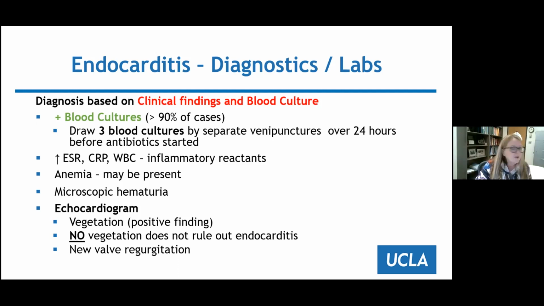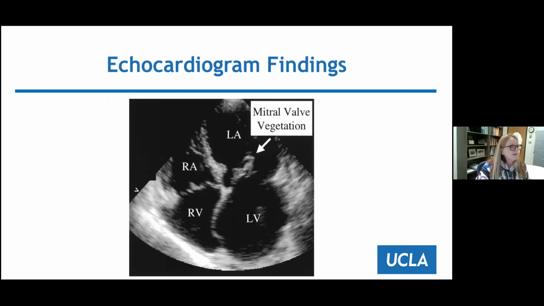An echocardiogram vegetation is a positive finding for endocarditis. No vegetation, though, does not rule out endocarditis. It may not have developed yet, but if the clinical picture and the blood cultures match, it's treated as such. And also the echo can pick up new valve regurgitation from the destruction from the bacteria.